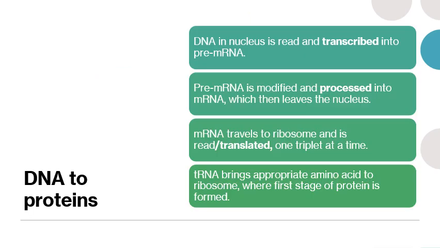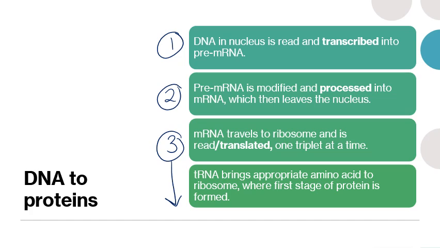So as an overview of these steps, we see that DNA in the nucleus is read and transcribed into pre-mRNA. So that's step 1. That's our transcription. Step 2 is that the pre-mRNA is modified and processed into mRNA, which then leaves the nucleus. And step 3, that mRNA travels to a ribosome and it's read or translated 1 triplet at a time.